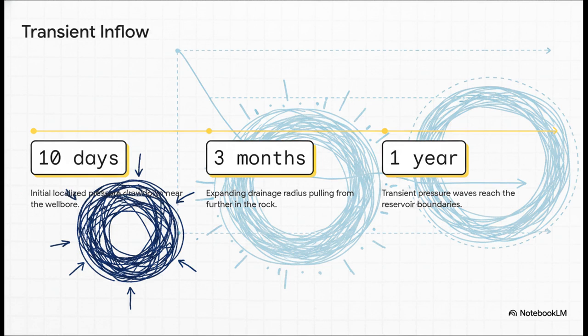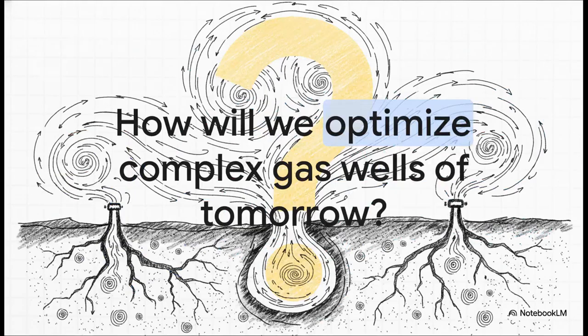The payoff for doing all that complex math? We can accurately map out transient inflow performance curves across a concrete timeline. We can see the initial, localized drawdown at 10 days, watch that pressure wave expand deep into the rock at 3 months, and predict the precise yield at a full year as the pressure wave finally hits the absolute outer boundaries of the reservoir. So we've seen the incredible invisible physics used to model natural gas flow.